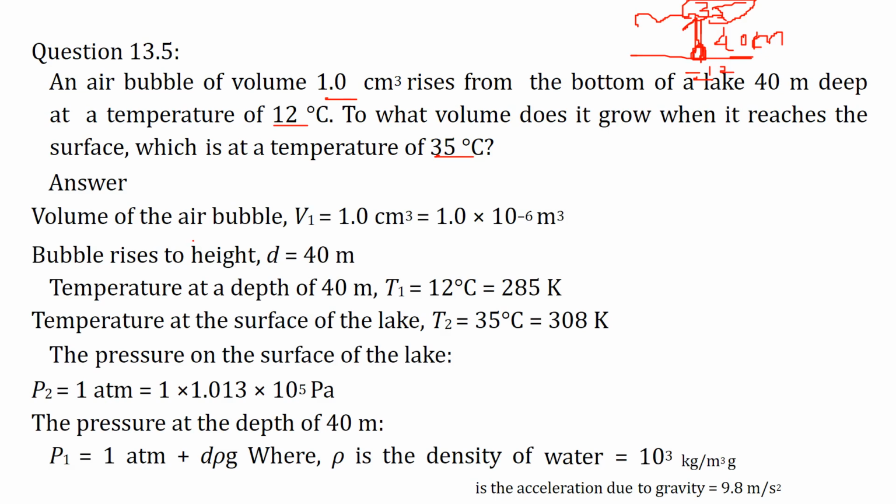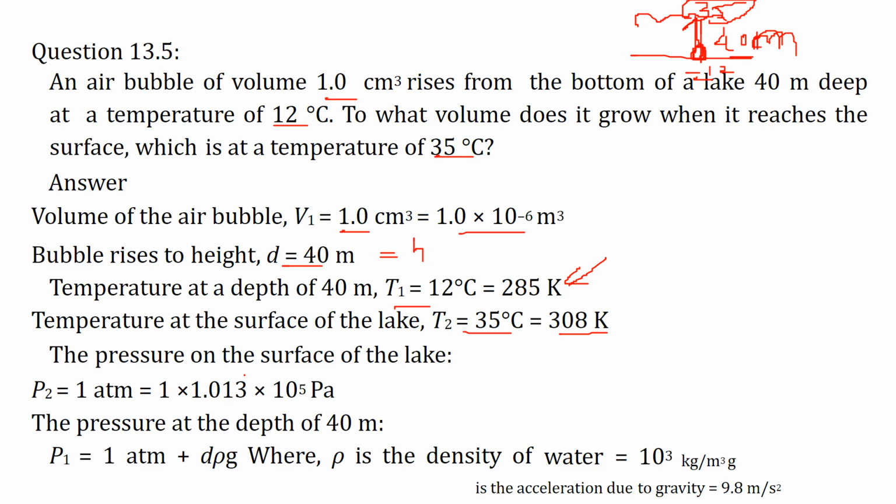So the volume of the air bubble is initially 1 centimeter cube. Let us convert it into meter cube. Then the height is also given, depth, you can say h or d. This is 40 meter. Now the temperature at the depth below is 12 degrees centigrade, converted into Kelvin, add 273 to it. At the surface, the temperature is given as 35 degrees centigrade, add 273 to it.